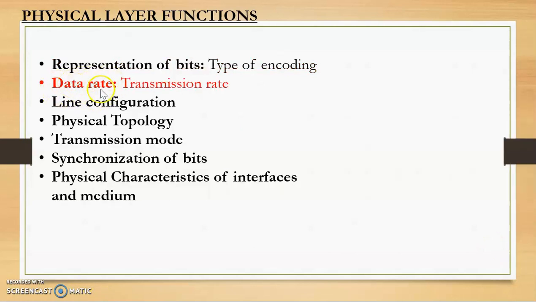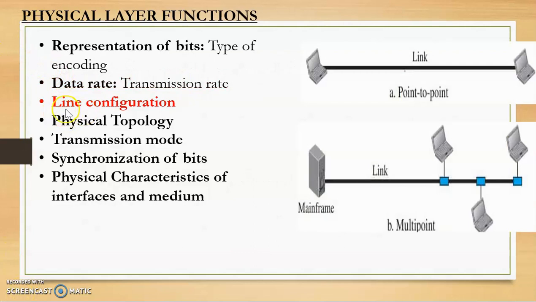Next function is the data rate. Data rate basically is the transmission rate, which is the number of bits sent per second. So the number of bits sent per second is also determined by the physical layer. Next, the physical layer is also concerned with the line configuration, that is how the devices are connected to the medium. For example, the line configuration can be either point-to-point or multi-point. Now this point-to-point and multi-point we have already discussed in the previous video. That is, in point-to-point there will be a dedicated link, whereas in multi-point the link will be shared.